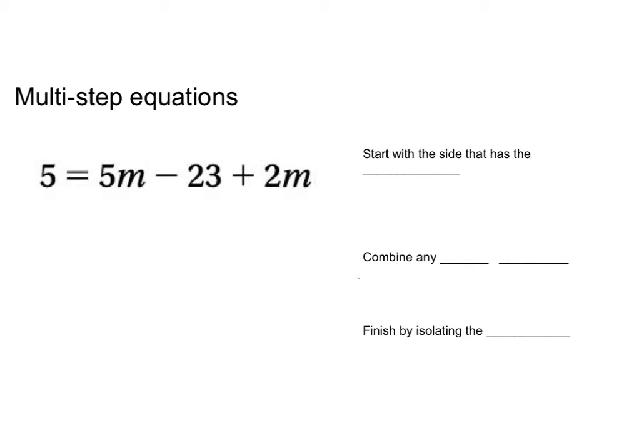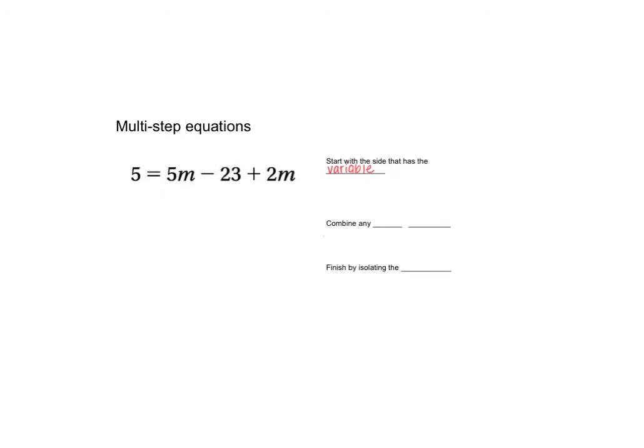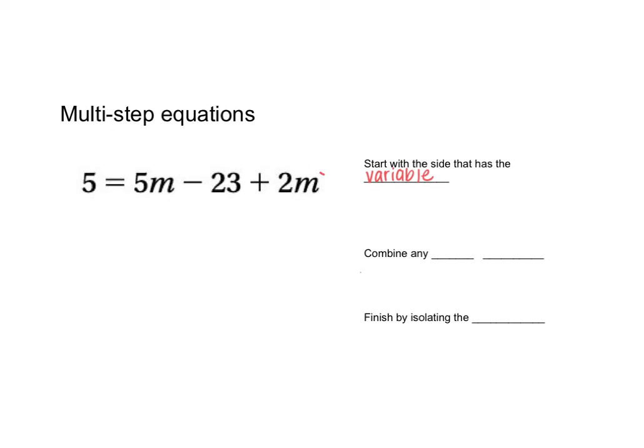And then multi-step equations. So the very first thing that we do in multi-step equations is we start with the variable. Start with the side that has the variable. As we can tell from this example, oops, that's really zoomed out. M is our variable, so we want to deal with this right side to begin with, okay? And then our second step is to combine any like terms.